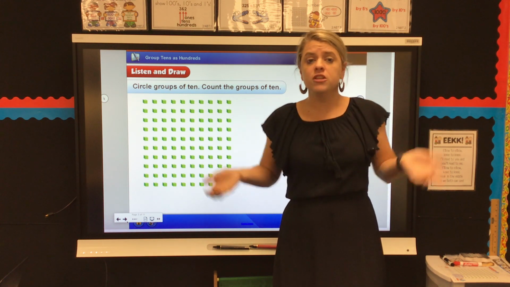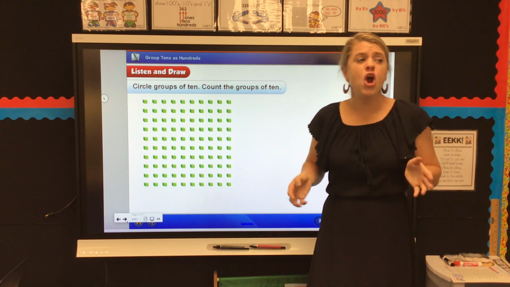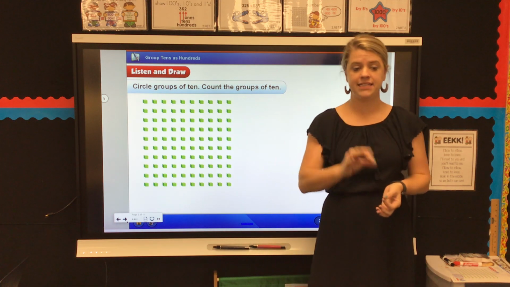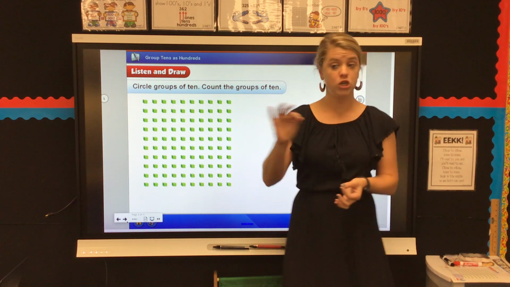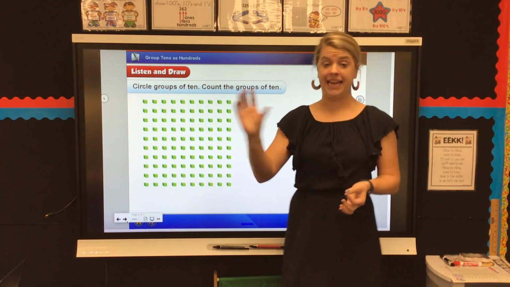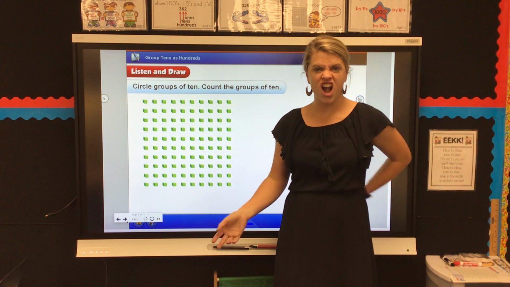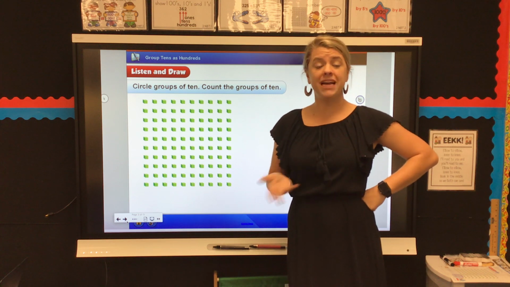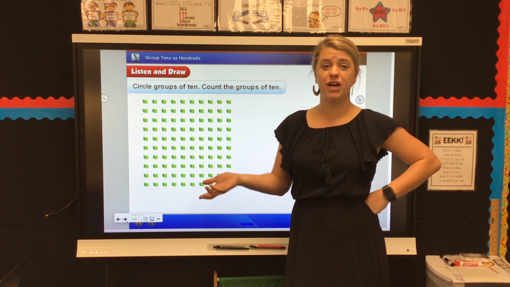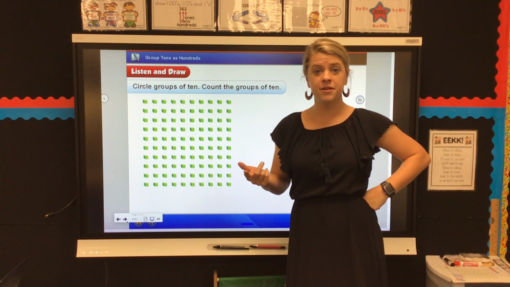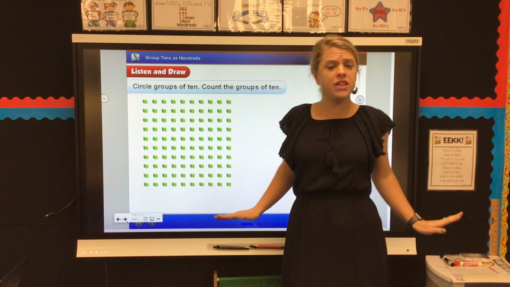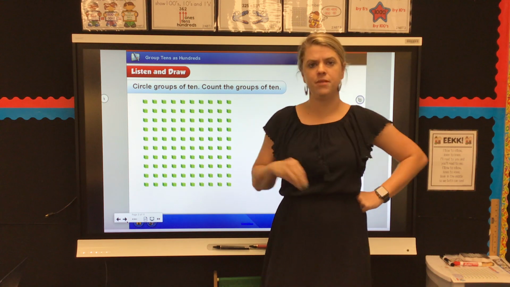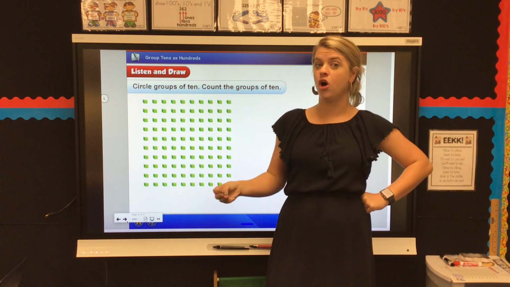Now, the first way that one of my friends said was, we can pick them up one at a time, and we can count it like this. 1, 2, 3, 4. Now, would that work? Could we pick up 100 pennies and count to 100 by ones? We could, right? Totally fine. But is there a faster way for us to pick up those pennies and make sure we have all 100?